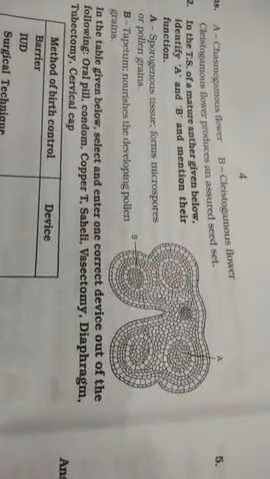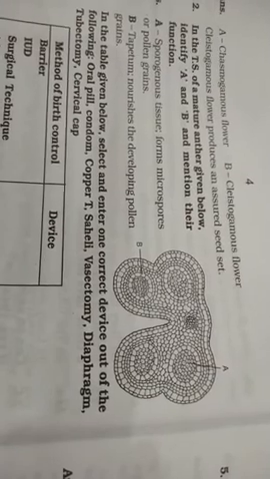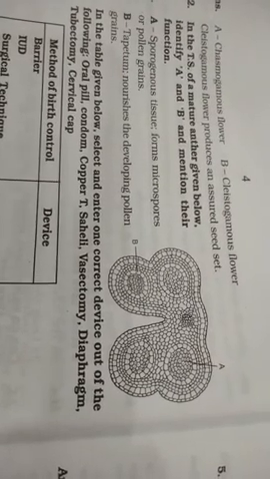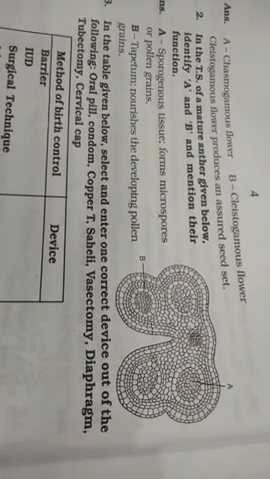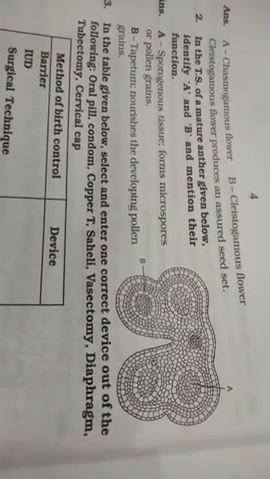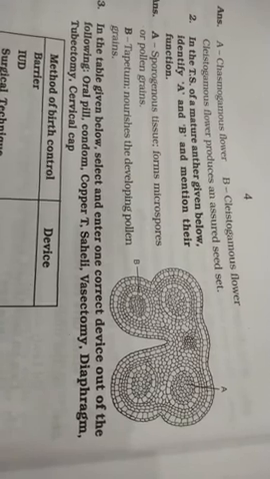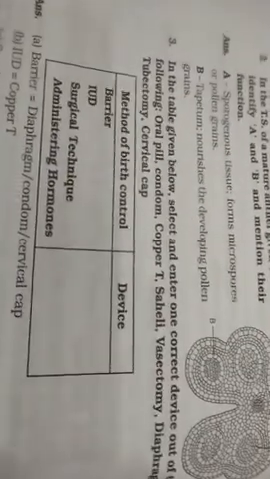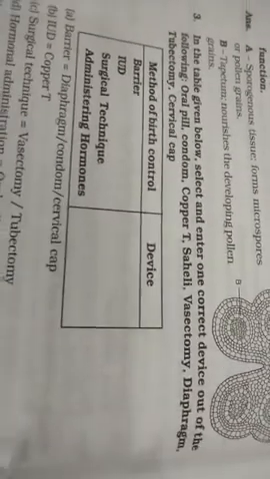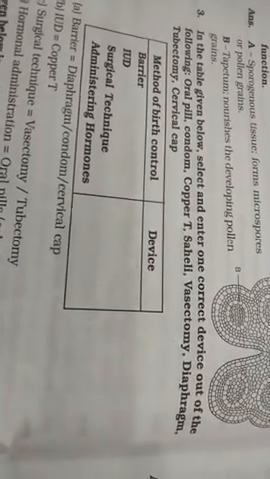Now, second question is, in the TS of a mature anther given below, identify A and B very clearly shown in the figure and mention their functions. A is porogenous tissue, forms microspores or pollen grains, and B is tapetum, nourishes the developing pollen grains. Got it?